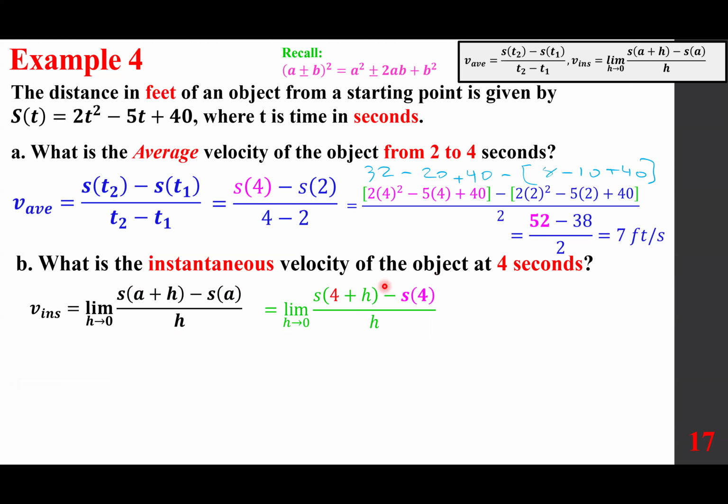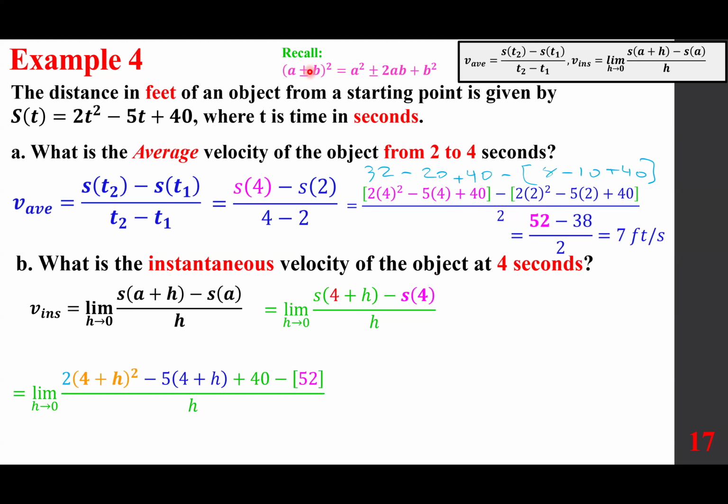Now we have to evaluate the numerator. So plug in 4 plus h here. You get 2 times 4 plus h squared minus 5 times 4 plus h plus 40. S of 4, you can do the same thing, or remember, s of 4 was calculated as 52. That makes it easier to use. Please understand, the hardest part is the algebra here, which is tedious. It's not difficult, it just takes some time.